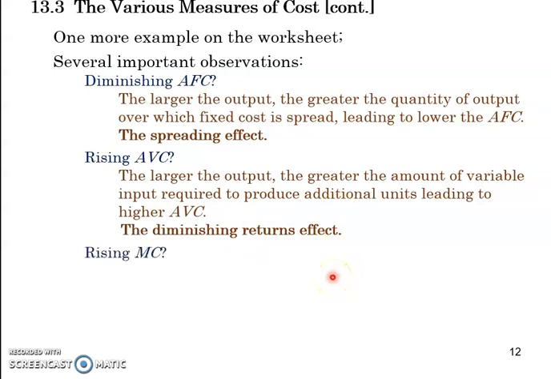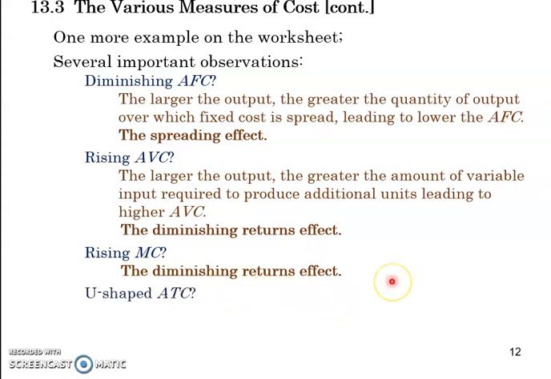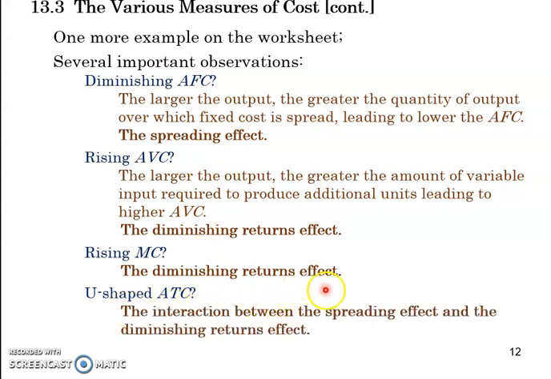And later we'll also talk about the rising marginal cost curve. It's also caused by the diminishing returns effect. And eventually, when we put the AFC and the AVC together, we look at the ATC, average total cost. We find it's U-shaped because there's an interaction between the spreading effect and the diminishing returns effect.